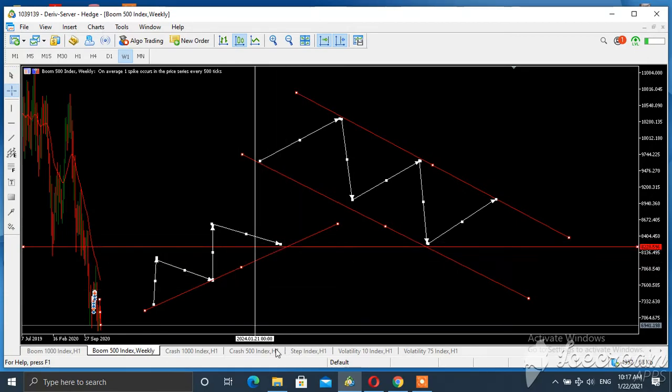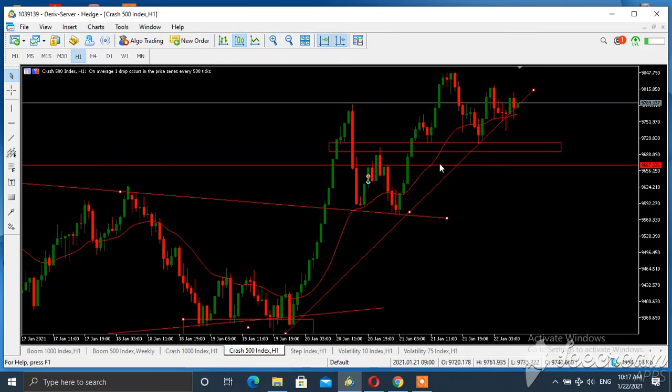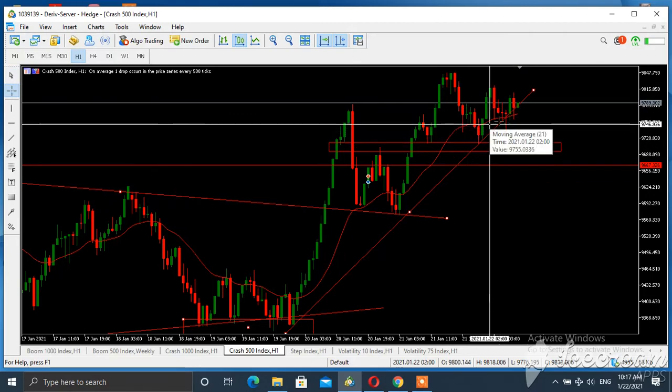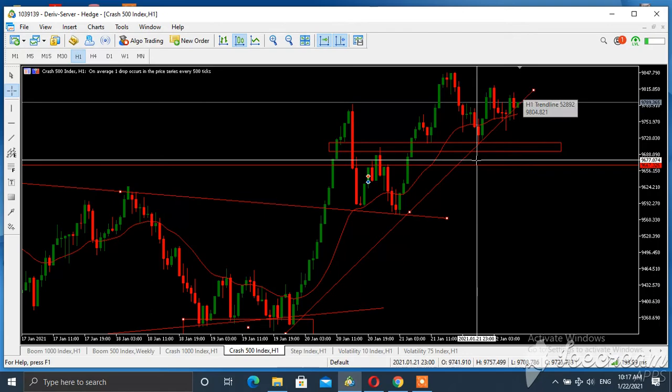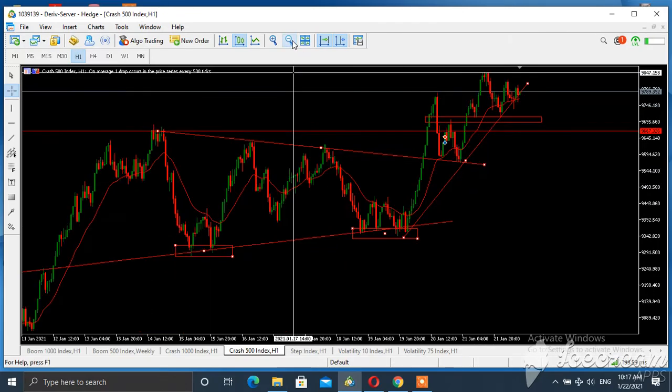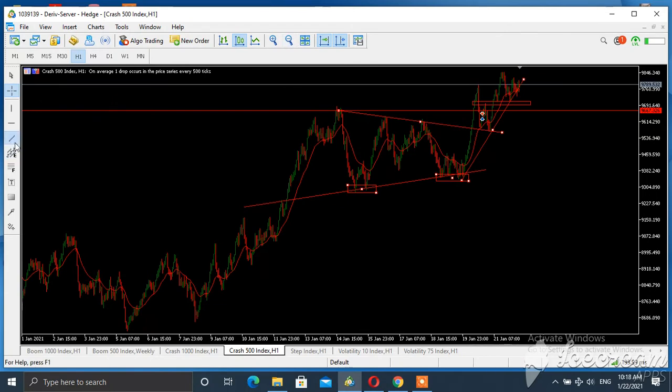But be very careful. Look at this Crash 500 now. Anytime it touches this trend line here, the market buys. When it approaches it here also, the market buys. So you now have to identify the overall trend of your market. Look at it also when I draw a trend line here.